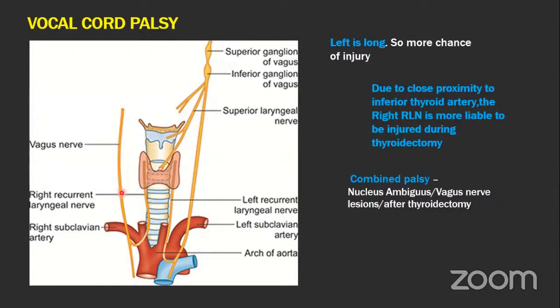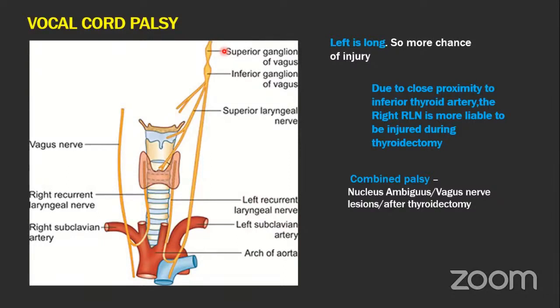So in combined paralysis, what should be the lesion? In combined paralysis, the lesions should be very high. So either in the lesions of nucleus ambiguus, or in the vagus nerve proximal to the origin of the superior laryngeal nerve. It should be above the inferior ganglion of vagus. So it should be proximal, high lesions. So in high lesions, either in the nucleus ambiguus or in the vagus nerve proximal to the origin of superior laryngeal nerve, there will be combined paralysis of both nerves.